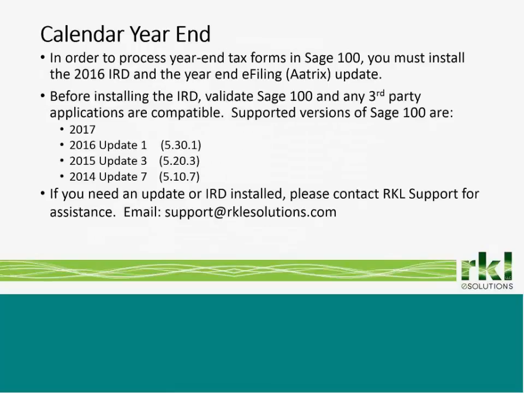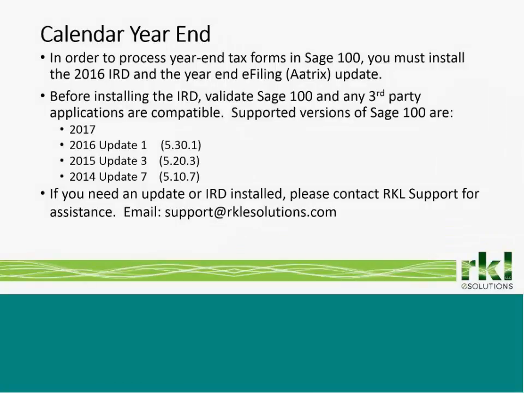Regarding the calendar year end, which again is doing your W-2s and your 1099s, you will need to make sure that you have installed the 2016 IRD and the year-end e-filing Atrix update. So every year the IRS is going to have new forms for your 1099s and your reporting and your W-2s. So to be compliant so that you can go to those forms, you'll need to make sure that this update gets applied to your system.